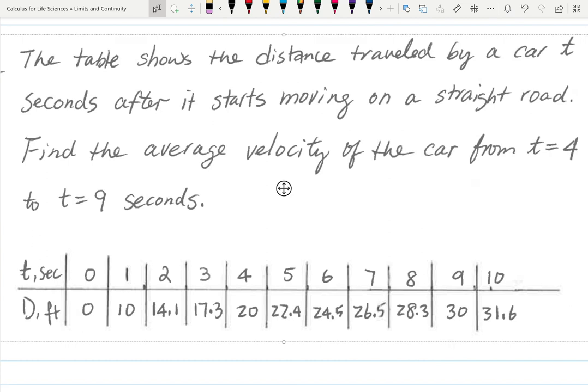The table shows the distance traveled by a car, you see, t seconds after it starts moving on a straight road. We don't have a graph. We don't have an expression for the function. We have data. It was collected. Still, you need to know how to find derivatives, average rate of change, and so on. Find the average velocity. Average change of distance is velocity of the car from t = 4 to t = 9.